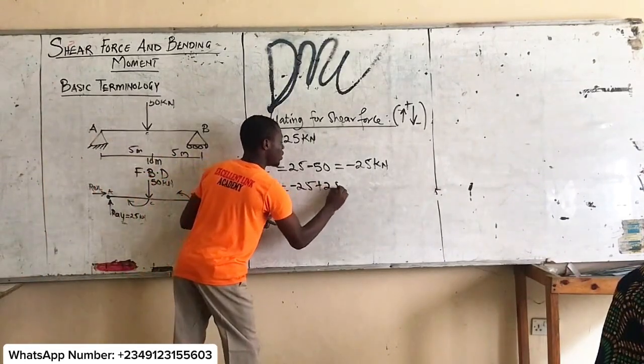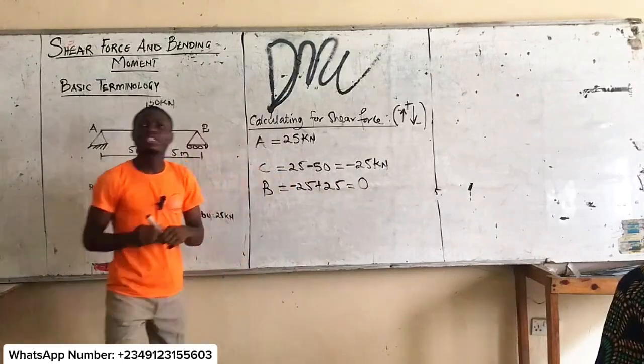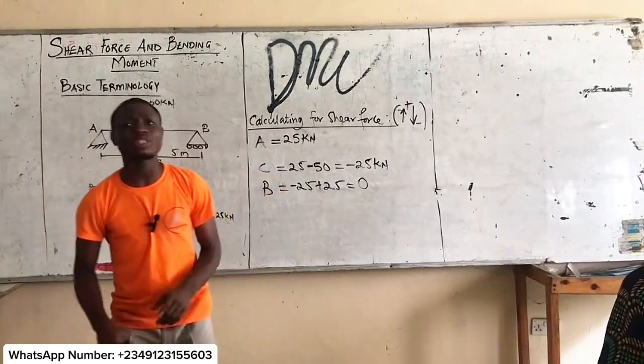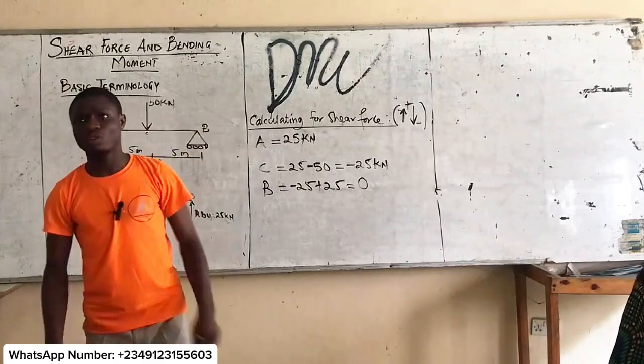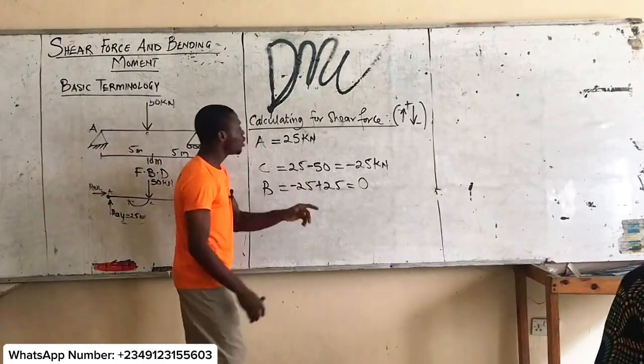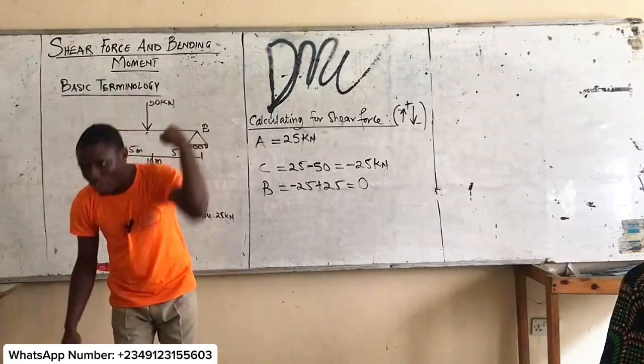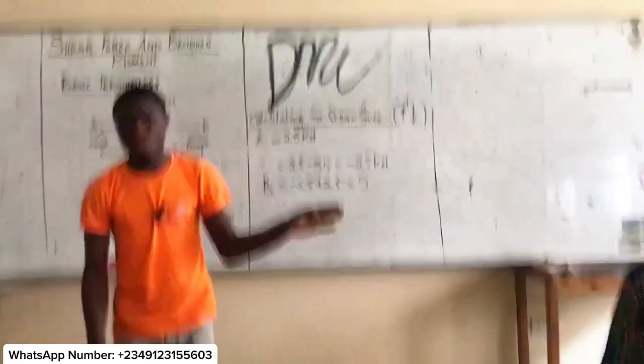Plus 25. Here's the idea: shear force always starts with a value and ends with 0. That's the key. Shear force always starts with a value and always ends with 0. If you don't have 0, you are wrong.